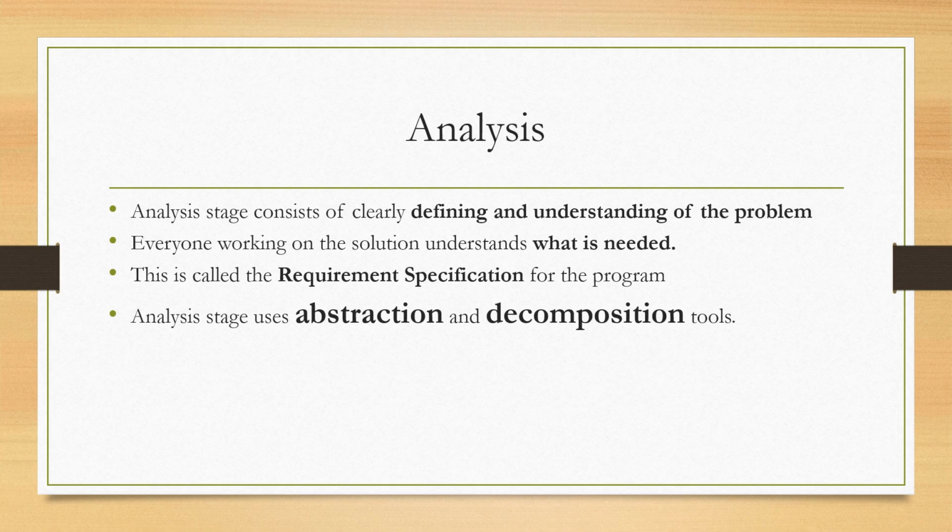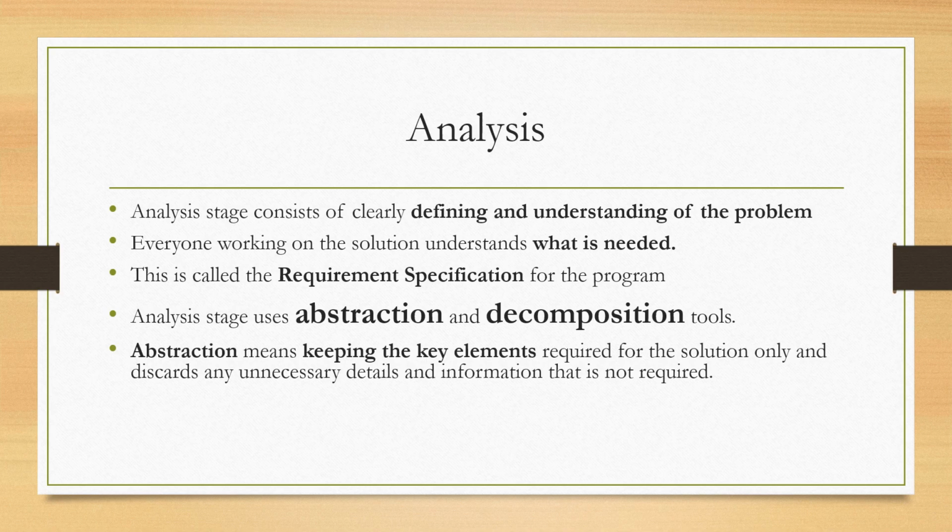The analysis stage uses abstraction and decomposition tools. Abstraction means keeping only the key elements required for the solution and discarding any unnecessary details and information that is not required. During gathering the information, there will be much information that is irrelevant for the programmer. For example, if you ask different questions from the management, they will give you much detail, and that detail might not be required in your program. So abstraction means that you only keep the key elements and remove all the unnecessary detail. That process is called abstraction.